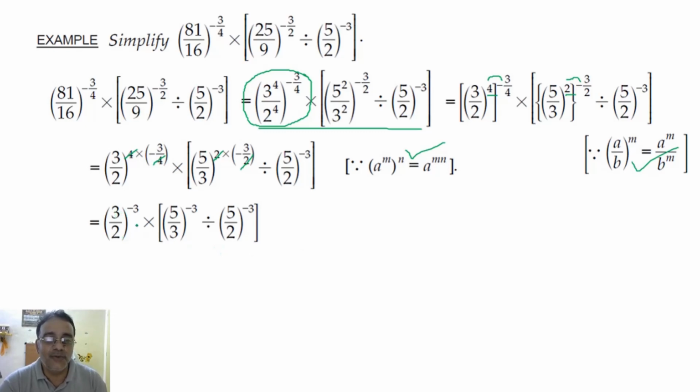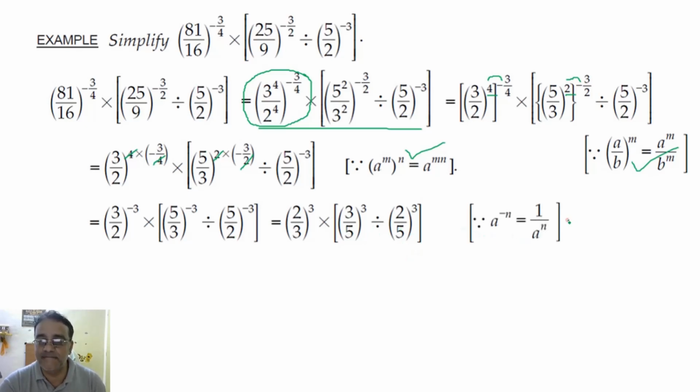So ये हो जाएगा 2/3 whole to the power 3, and this will become 3/5 whole to the power 3, and this will become 2/5 whole to the power 3. This step is clear? Yes, sir. This is the reason we have to write the reciprocal one.